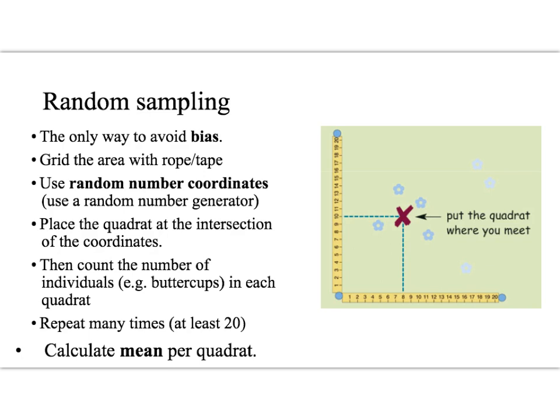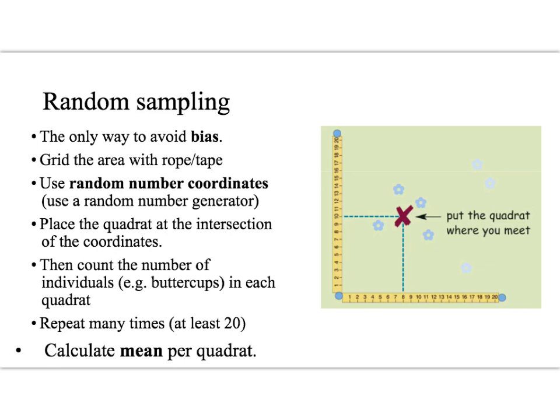So this avoids bias. Remember, you grid the area with rope or tape. Use a random number generator. Place the quadrats at your intersections, at your coordinates, and then you count the number of individuals. If we're in the example from the first slide, it was buttercups. You count the number of buttercups in each quadrat. You repeat it many times to make the results representative and reliable, and you can calculate the mean per quadrat.